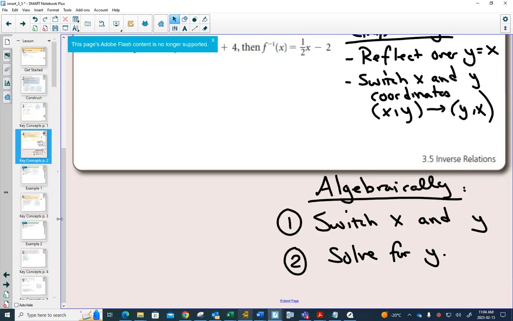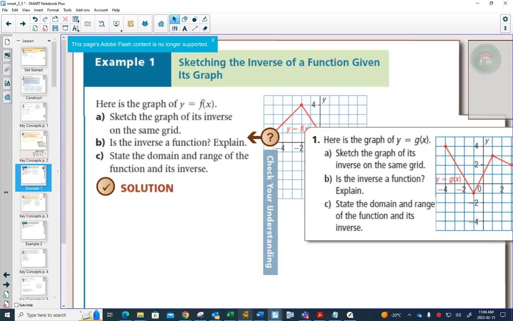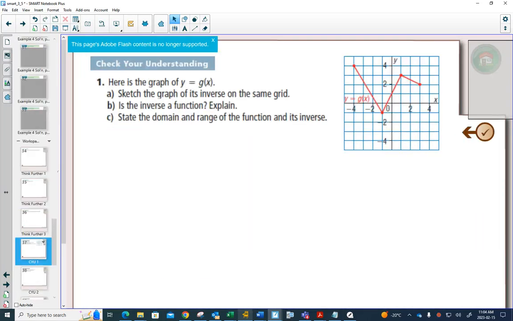Everybody good? So, for example 1, example 1 starts with it graphically. So if we want to sketch the inverse, what we're going to do, I'm going to take out a red pen here and draw a diagonal line and label it y equals x. We want to flip our graph over that diagonal line. Sometimes it's hard for our brains to actually flip something diagonally. It's much easier for our brains to flip it horizontally or vertically. Flipping diagonally is a little bit tricky.